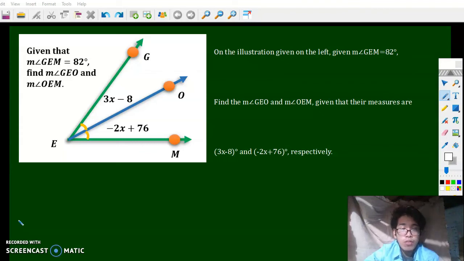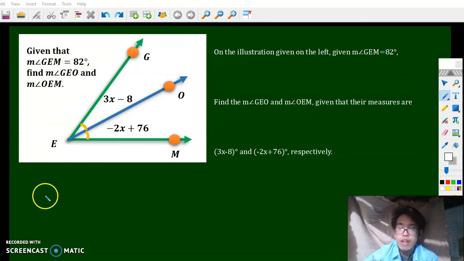So how do we solve for the measurement of those two angles? We do that by simply using the angle addition postulate. It's stated by the angle addition postulate that the sum of these two angles, angle GEO and angle OEM, should equal the measurement of angle GEM, and that's already given. It's 82 degrees.